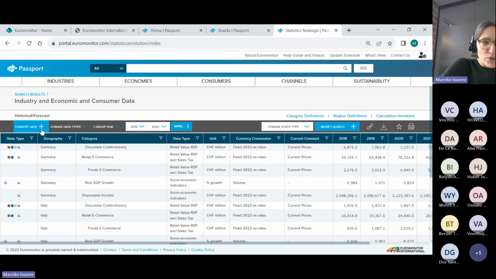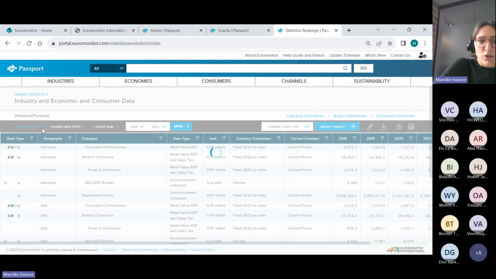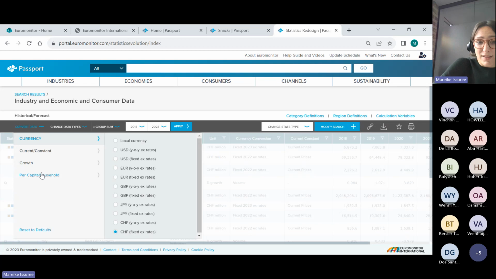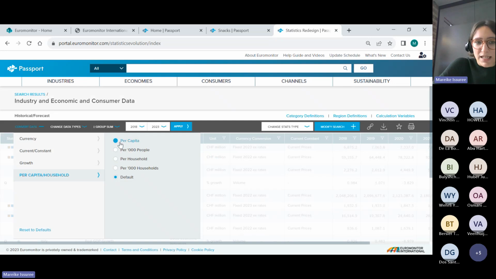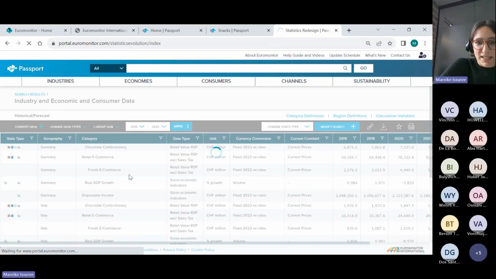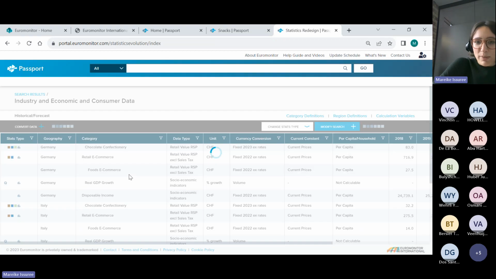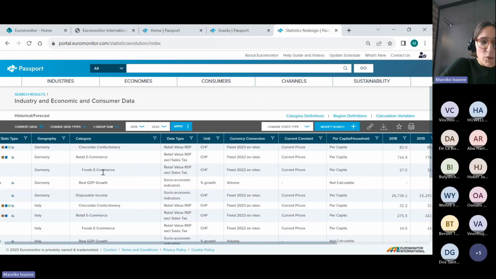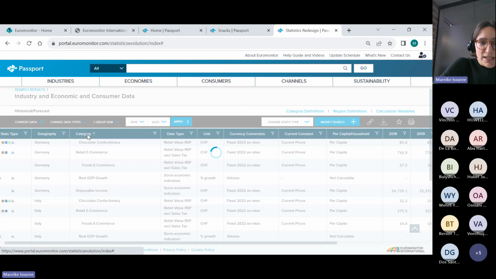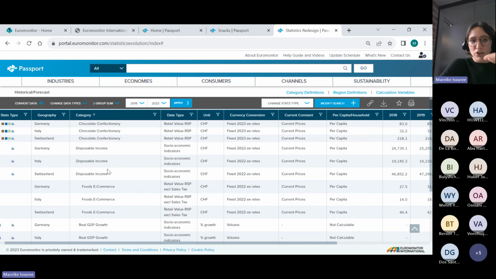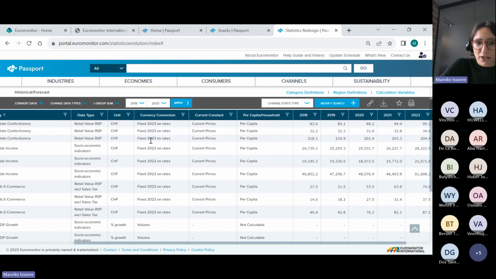What we can now also do is convert the data into per capita. Because of course there are different population sizes, it's not really easy to compare if we just look at the total consumption. So why don't we just look at per capita instead? Let's select per capita, and it will automatically change the view for us. And now we changed the view and just focus, first of all, on chocolate confectionery. So here we can directly compare the consumption of chocolate confectionery.